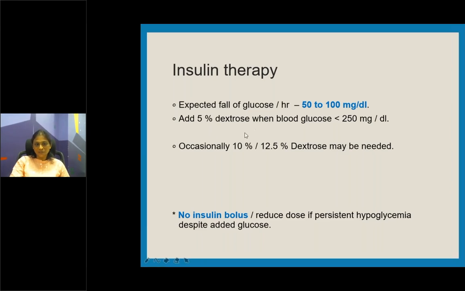So at this stage, when we are monitoring sugar hourly, we might have to go up on the dextrose from 5% to 10% or even 12.5%, until the acidosis is reversed. We should not use an insulin bolus at any cost, because there can be a precipitous drop in serum osmolarity. Reduce the dose of insulin only if there is persistent hypoglycemia despite adding 12.5% glucose. When you reduce the dose of insulin, we have to continuously monitor if the ketoacidosis is getting better or not.